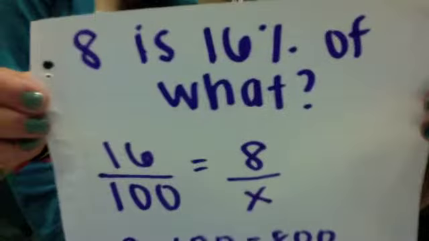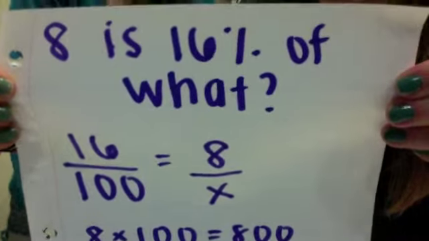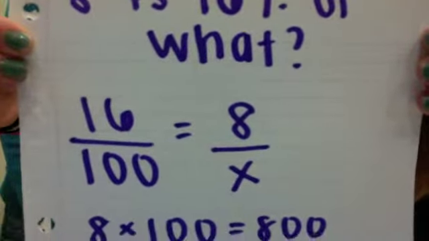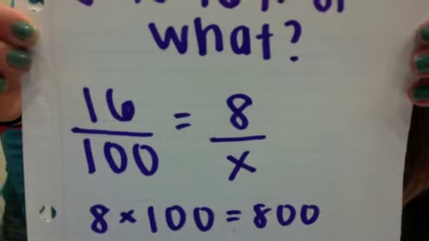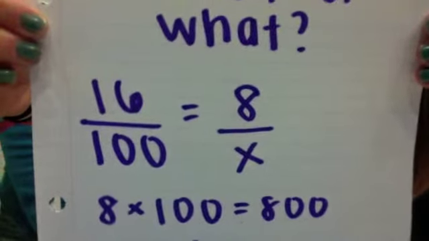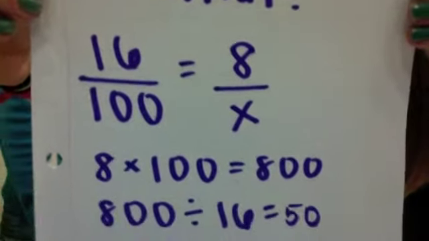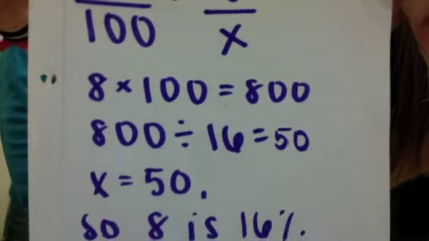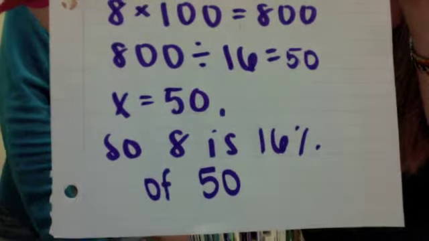Trying to find the whole number. 8 is 16% of what? To find what 8 is 16% of, write the ratio 16 over 100 equals 8 over x, because 8 is a part of x. Then cross multiply and divide and solve for x. 8 times 100 equals 800. 800 divided by 16 equals 50. X equals 50, so 8 is 16% of 50.